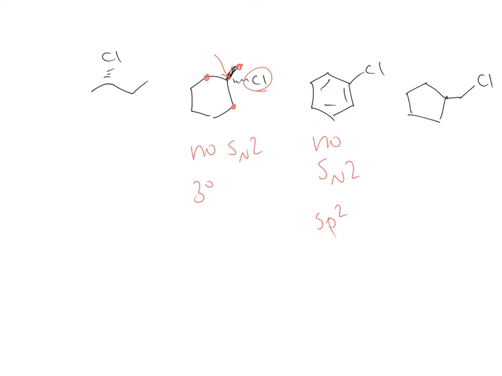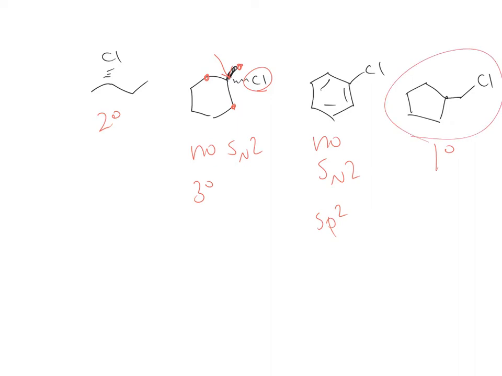So no SN2 there. What about this one? Primary, secondary, tertiary? Sorry, I forgot. Yeah, it's secondary. And then what about this guy? Yeah, that's going to be primary. So which one's going to be fastest? It'll be the primary.